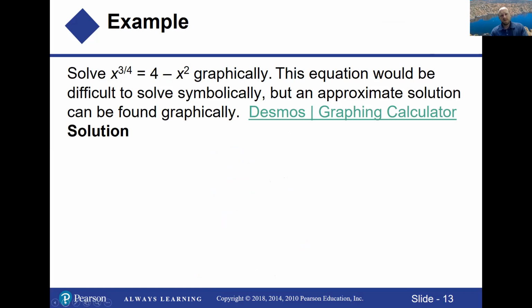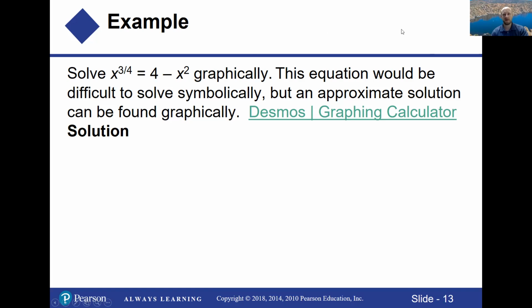Now, sometimes you have to solve these graphically, okay? If we tried to solve this by hand, we could, but we would just get really weird numbers, decimal numbers. So sometimes the best thing to do is to solve graphically. So let's take this. We have x raised to the 3/4 power equals 4 minus x squared.